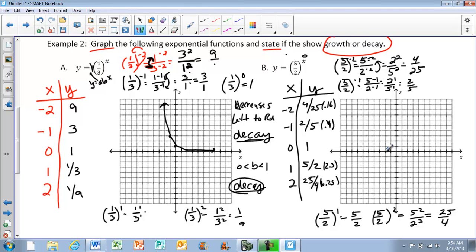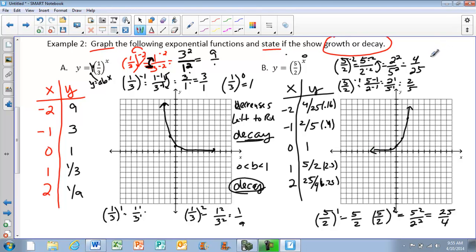-2 and 0.16, so little. -1 and 0.4, almost midway. 0, 1, 1 and 2.5, and then 2 and 6.25: 1, 2, 3, 4, 5, 6.25. Connect those.